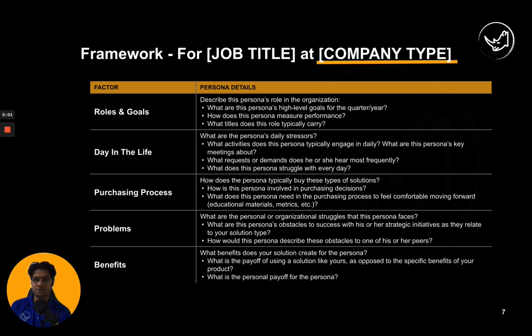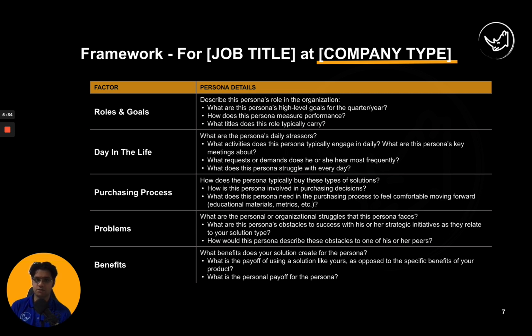And the best type of research, in my opinion, is just going out there and asking those ideal customers for a user interview and asking them about this type of stuff, right? This is probably the most important section: the problems. What problems, organizationally or day to day, is this person struggling with? Because this is really where you're going to hone in from a messaging perspective. The last is, what benefits would your solution create for this persona?